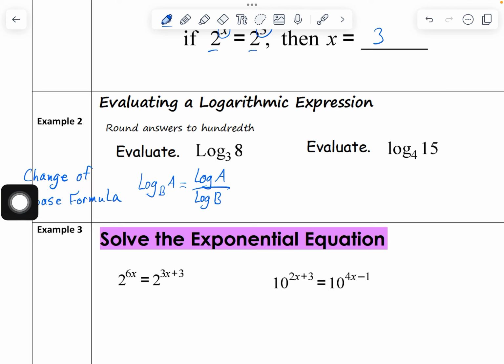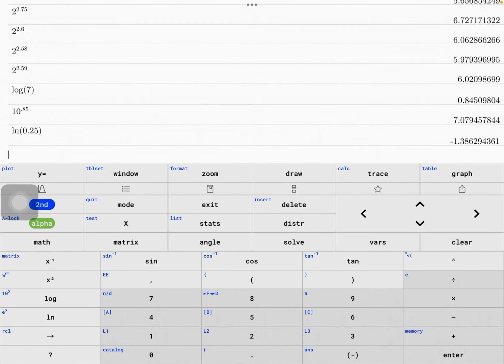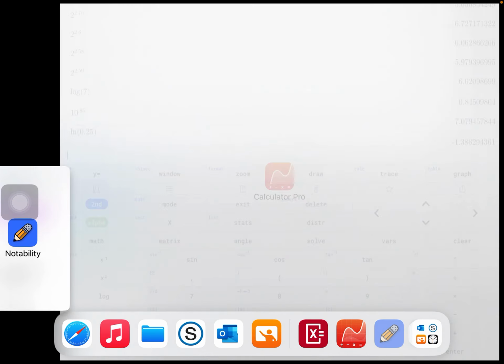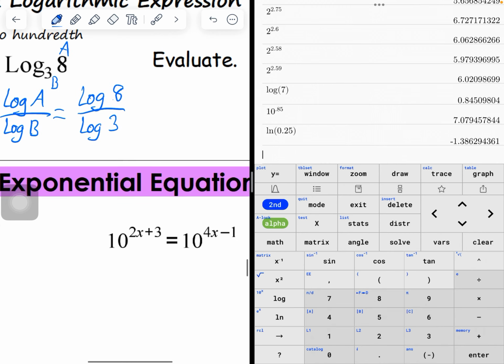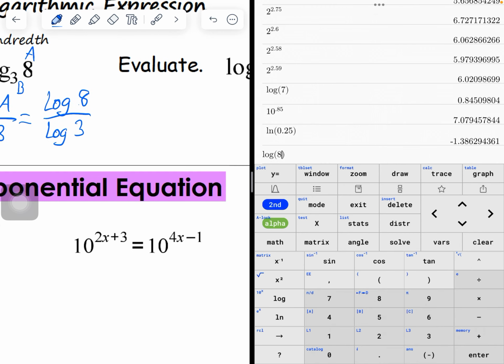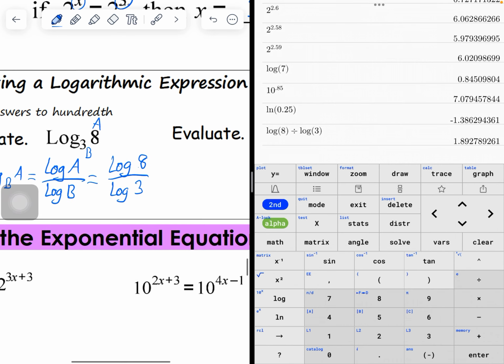So what we can do here is instead of a and b, we can think of this as our a, this is our b. So we can take the log of 8 divided by the log of 3. Let me just pull up my calculator here. And then when we type this in, log of 8 divided by log of 3, we get 1.89 if we round that to 2 decimal places. So 1.89 would be our answer.